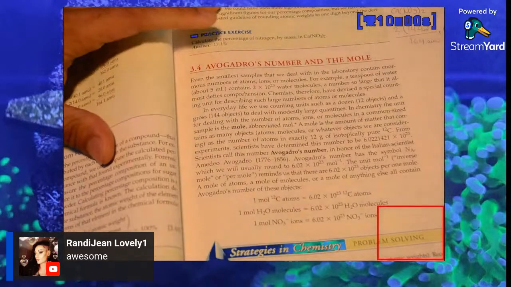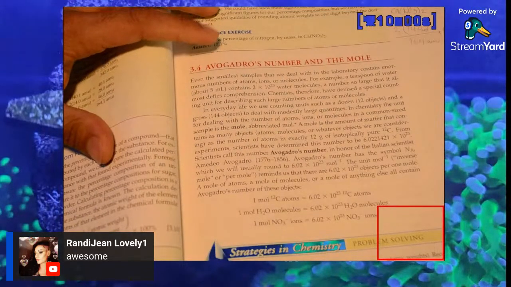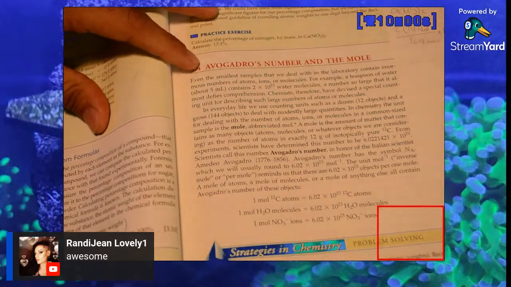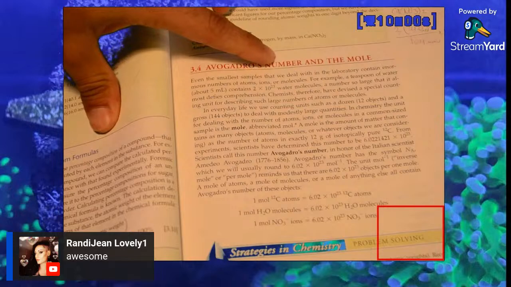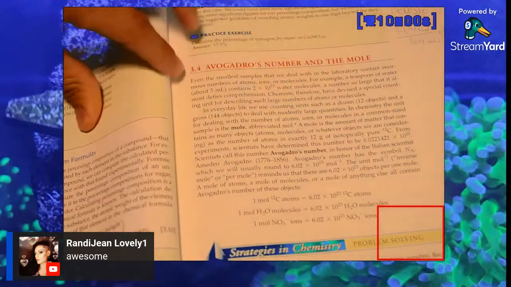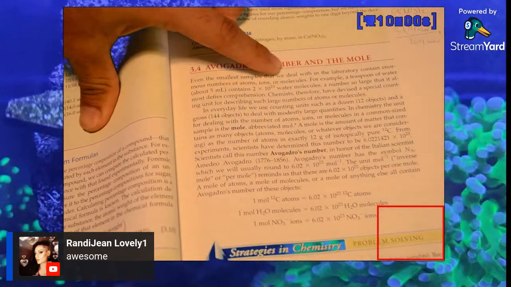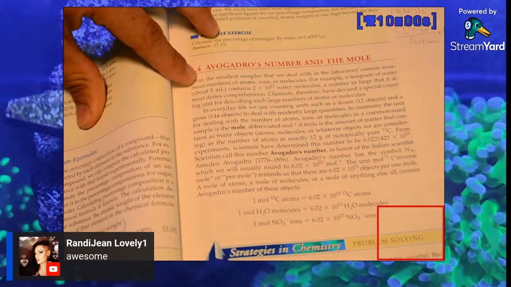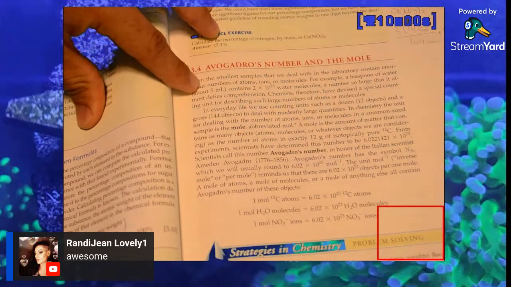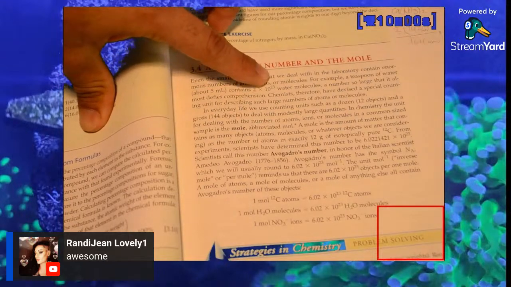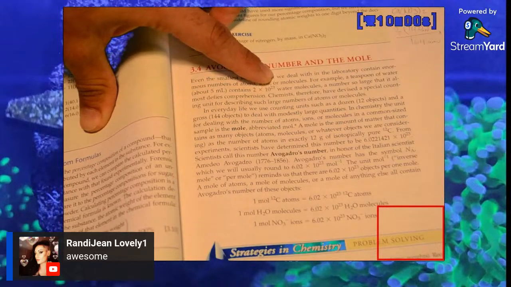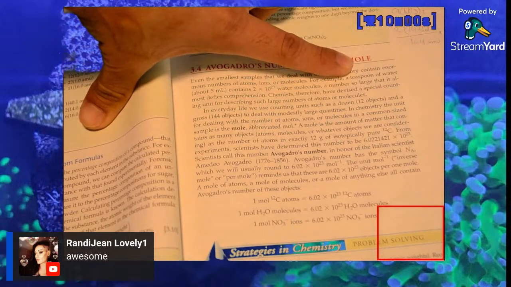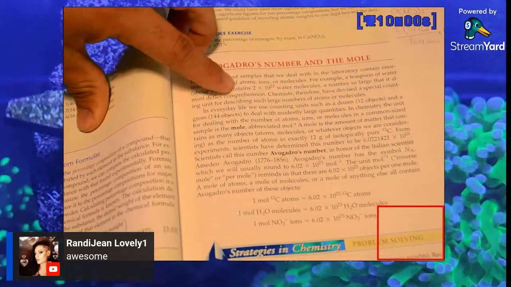All right, so let's go. 3.4, Avogadro's number and the mole. I thought that was a hair, but it's a pencil mark. Even the smallest samples we deal with in the laboratory contain enormous numbers of atoms, ions, or molecules. For example, a teaspoon of water, about 5 milliliters, contains 1.7 times 10 to the 23 water molecules, a number so large that it almost defies comprehension.